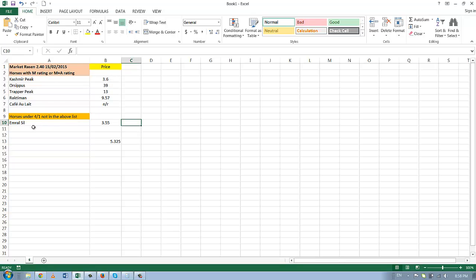Now the favourite in this race was Emerald Sil, who had a price of 3.55, but was not in one of those top 3 ratings. That's fine, but I always double check to make sure there isn't another reason why this should be a false favourite. The two things I look at are, can they perform on the going, and can they perform on the course characteristics? I don't even drill down that much in course characteristics. I just look at whether they can perform left-handed or right-handed on a course, because that means a lot.